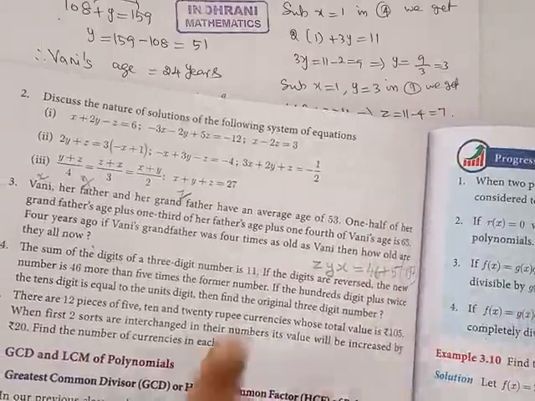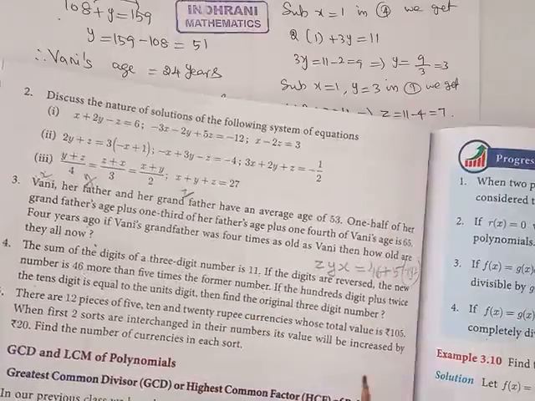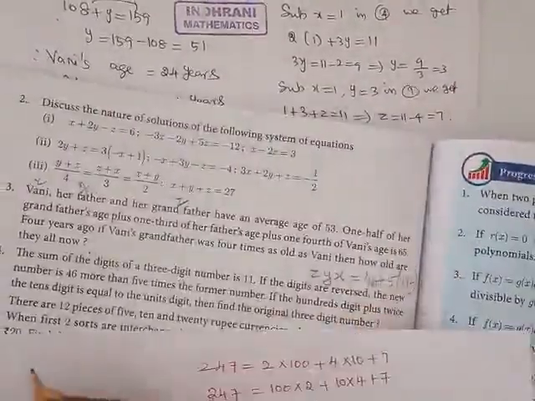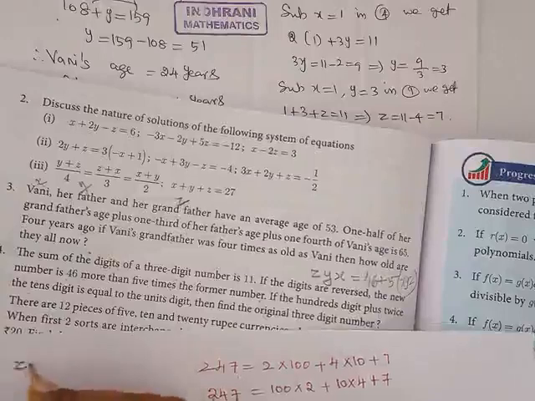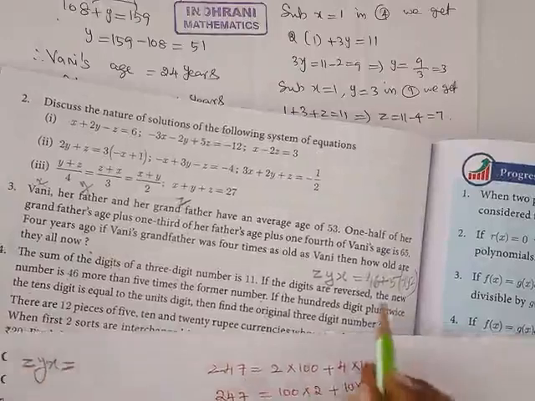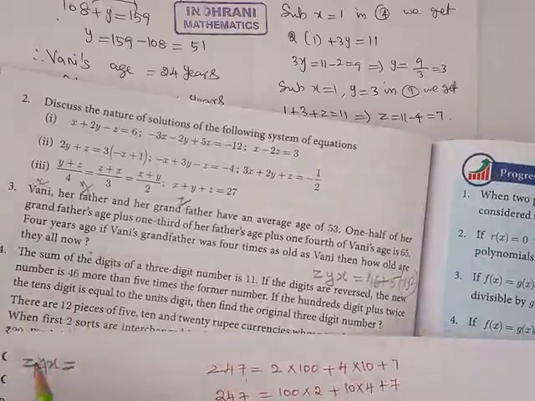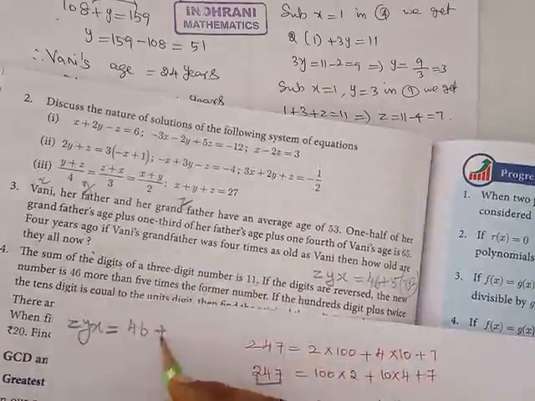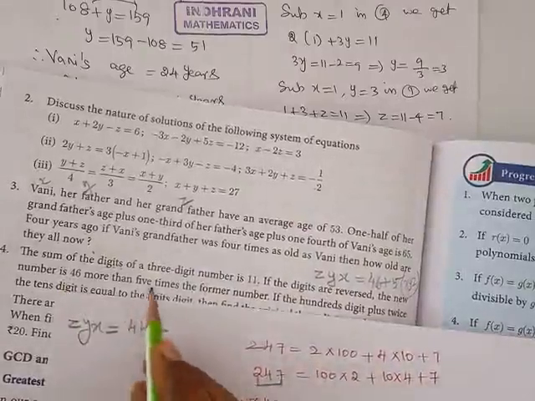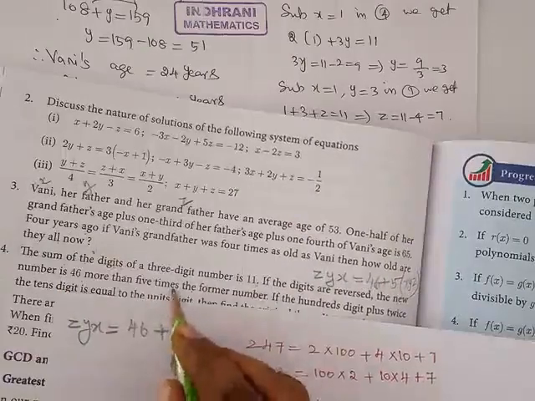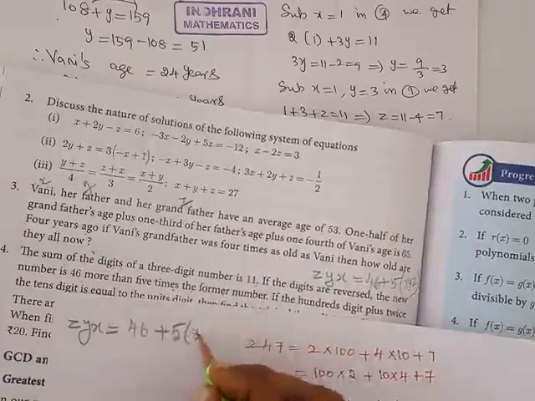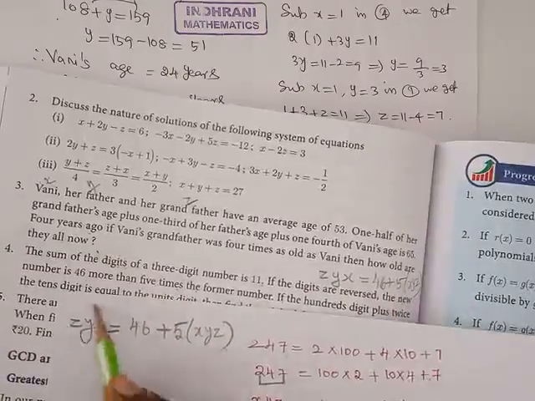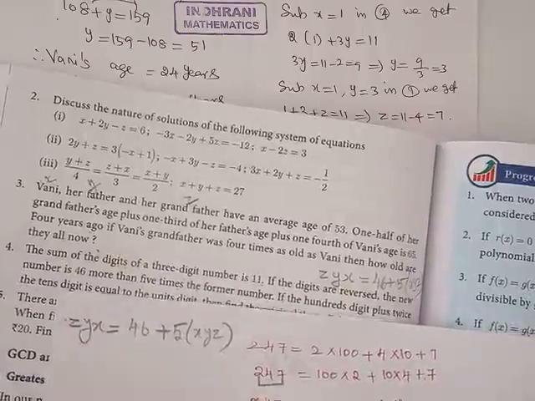So what is it? If the digits are reversed, you will get Z, Y, X. The new number is Z, Y, X. This number is 46 more than, that is 46 plus, more than means addition, 5 times means multiplication. So 5 times means 5 into the former number, that is the old number XYZ. So this is the second equation. So Z, Y, X means your expanded form.